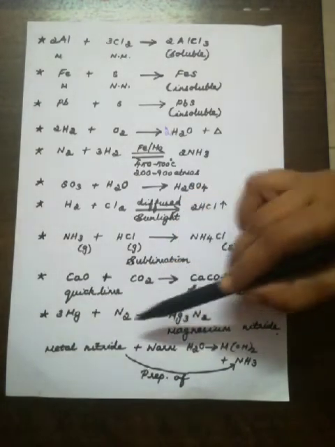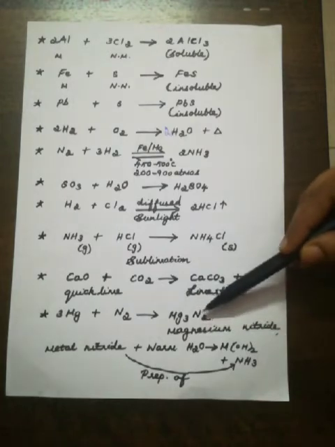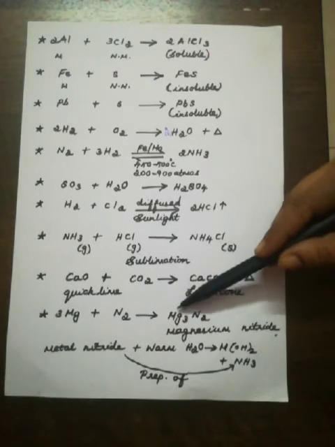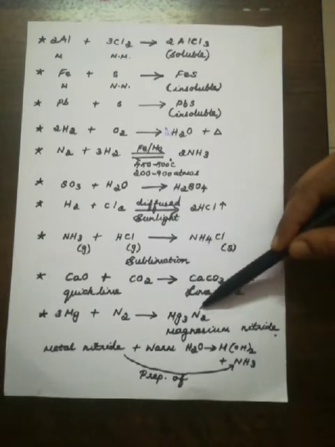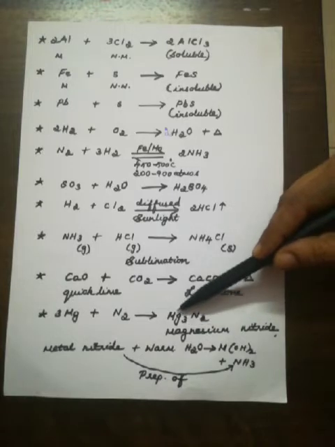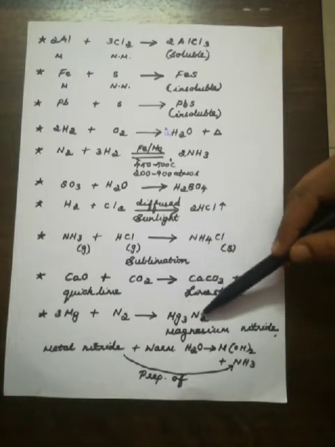Now magnesium with nitrogen, you are getting magnesium nitride. And you know why you got Mg3N2. See, magnesium valency is 2. Nitride valency, N-I-T-R-I-D-E, it's 3. So when you cross it, you are getting Mg3N2.